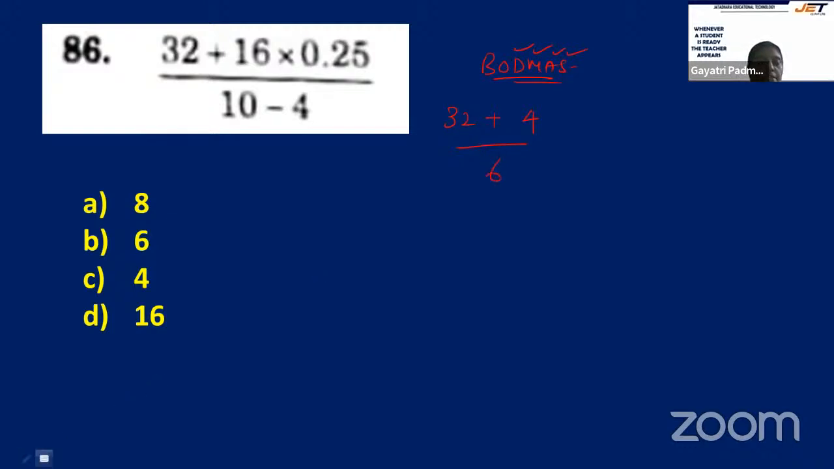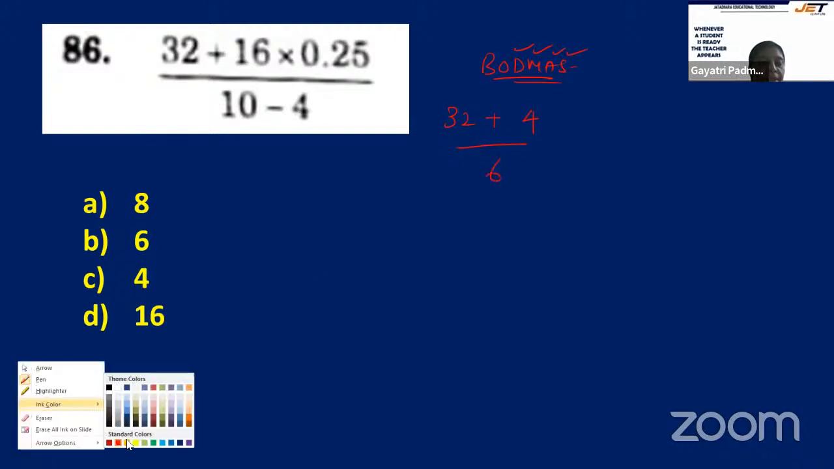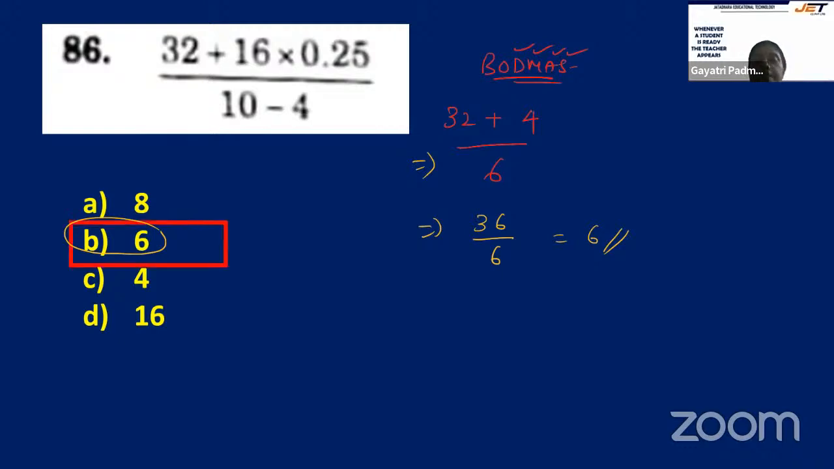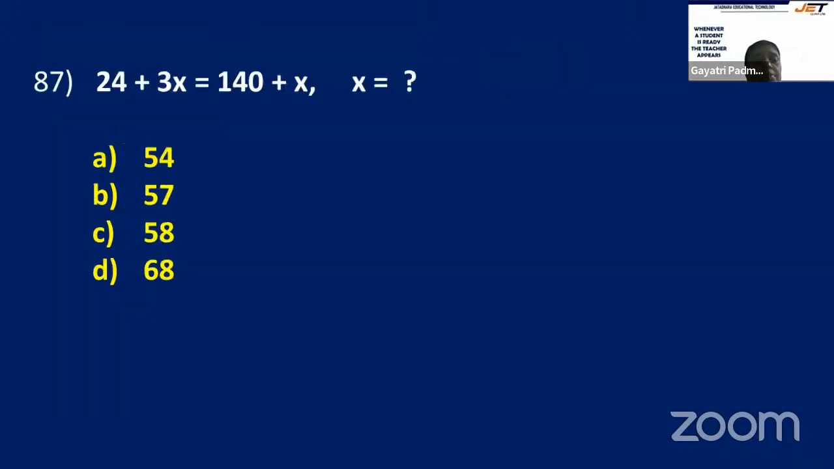Divided by, what is 10 minus 4? It is 6. So 32 plus 4 is 36, divided by 6. What is 36 divided by 6? 6 times 6 is 36. Therefore, your option must be B. Let's check the answer. Yes, it is B. That is, the answer is 6. All right, students. So this should not take more than 30 seconds. Now let's move on to the next question.